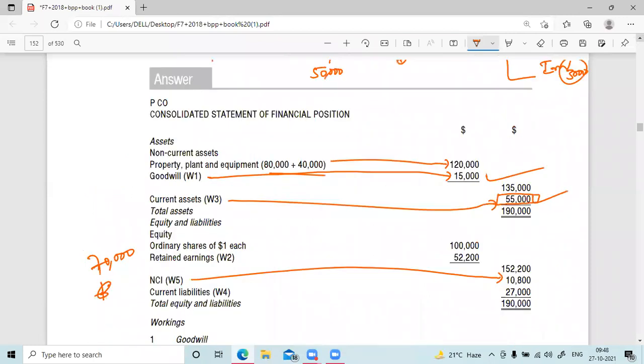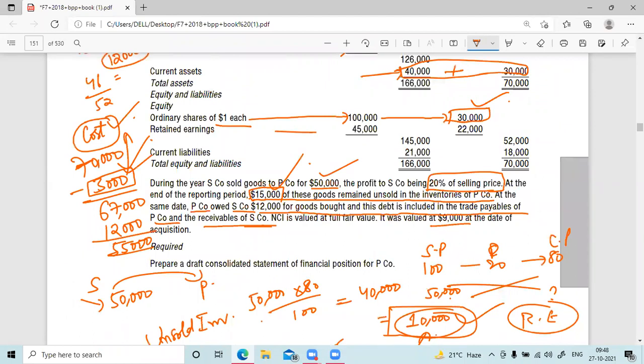Next point, please understand. See, they have also given something. At the same date, P company owed S company. How much is P company supposed to pay to S company? 12,000, for goods bought, and this debt is included in trade payables. So is this an intercompany transaction? 12,000 will be deducted from the asset side and 12,000 will be deducted from the liability side. Correct or wrong?